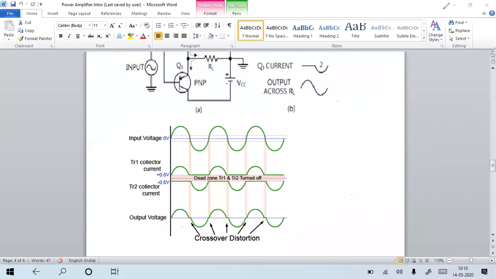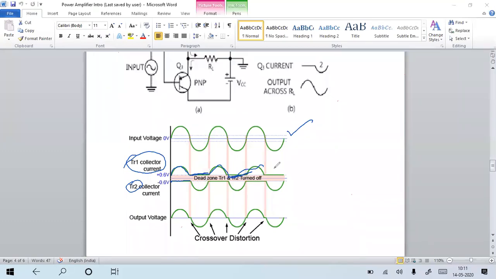See here, this is your input voltage. During the positive cycle of the input, the collector current is like this. Only positive current can flow like this. During the negative cycle, transistor 2 will be on and transistor 1 goes to the off state. During the positive cycle, transistor 2 is off and transistor 1 is on, so the current flows via transistor 1. During the negative cycle, transistor 1 goes to the off state because it is reverse biased, and transistor 2 will be on because it is forward biased.